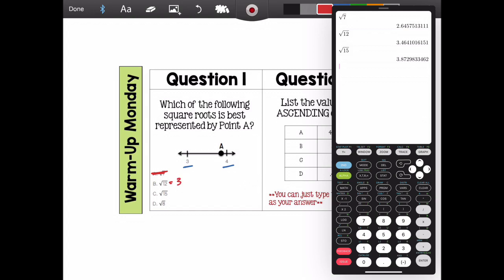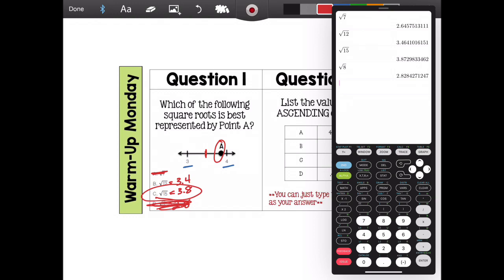Let me write this so I can remember. All right, and last but not least, the square root of 8, and we get 2 and 8/10ths, so we know that's not a possibility because that's even less than 3. So we're stuck between B and C. So 3 and 4/10ths is about right here, and the square root of 15 is probably about here. So our best answer choice for the approximation of point A is C, the square root of 15.